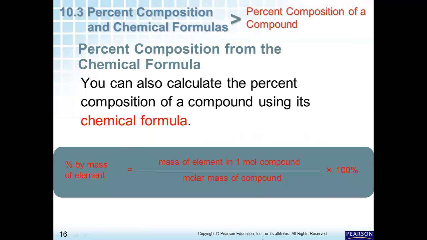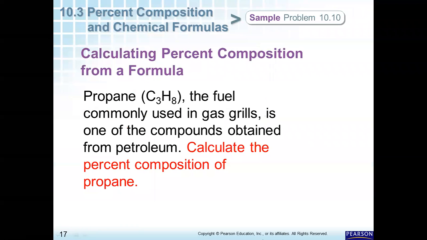Okay, so the new formula is: the percent mass of an element is equal to the mass of the element in one mole of a compound, that is the molar mass of the element, divided by the molar mass of the compound. So this is the second method. I think he is going to give you an example, which is if we consider C3H8, that is propane, and he's asked you to do the percent composition. What is the first step? We find the molar mass.